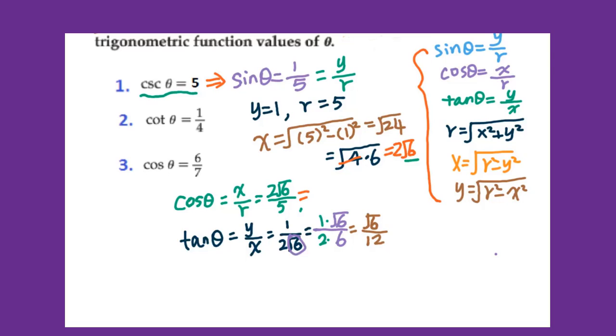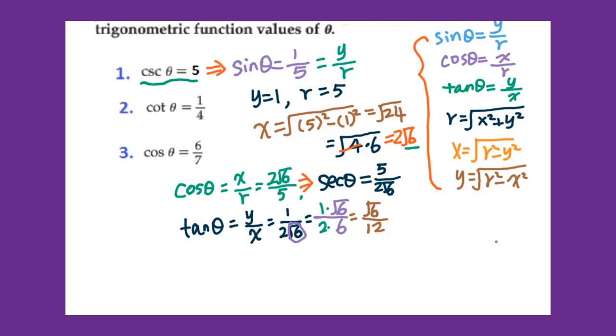Now we will get its related minor trig function. For cosine, we will get secant theta, we flip, and you will get 5 over 2 square root of 6. Now let's simplify for this. I got the 5 over 2 square root of 6.